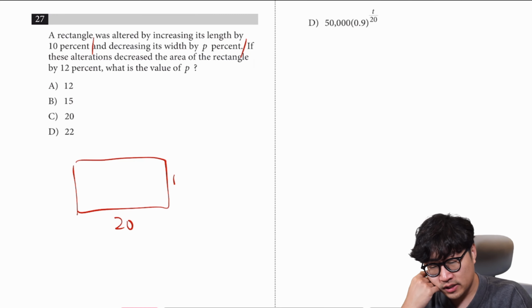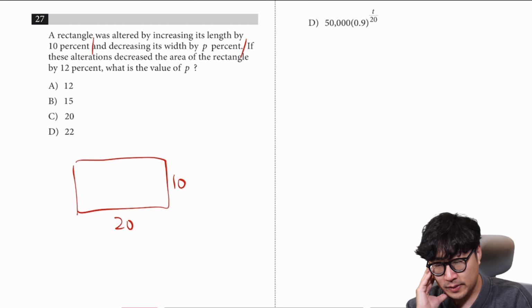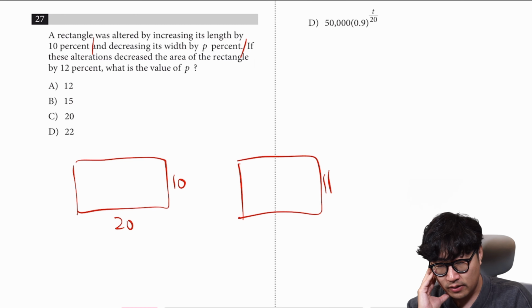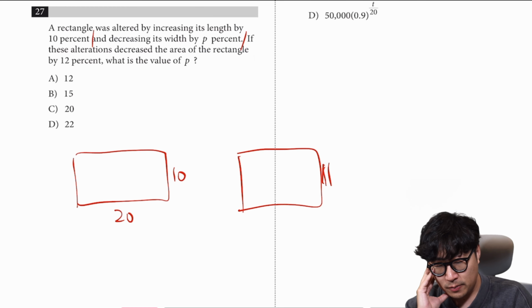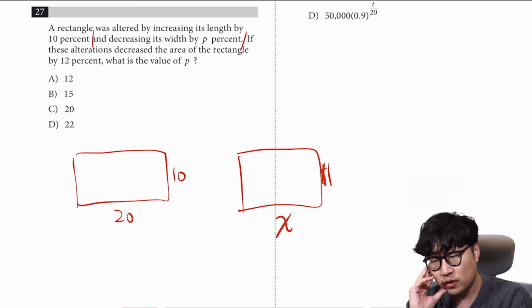I just like this is 20 and this is 10. And then it says length increased by 10%. So let's make that 11 now. And decreasing its width by p%. I don't know what happens, so I'll just call it x. And then if these alterations decrease the area of the rectangle by 12%, stop.